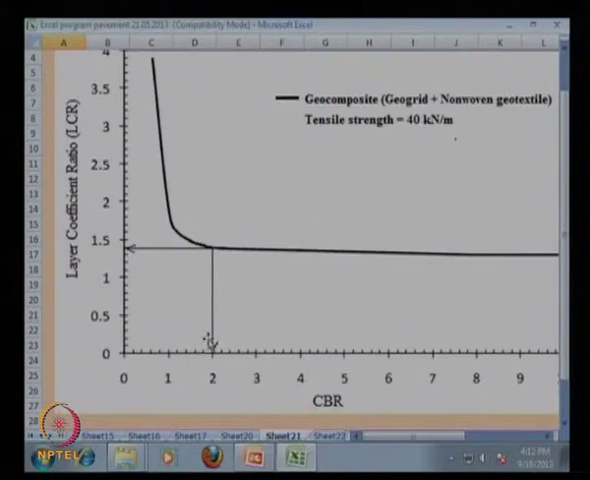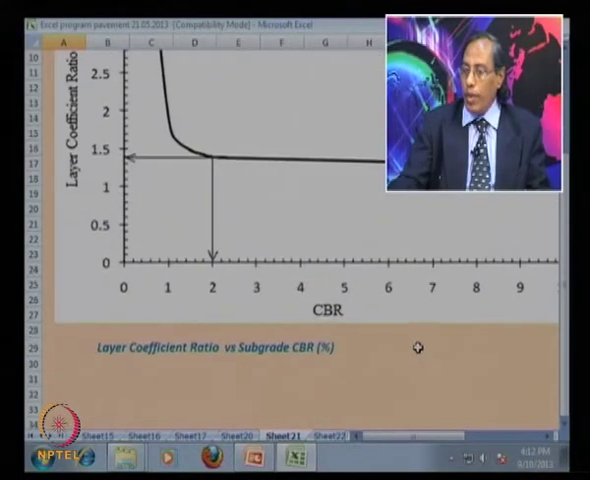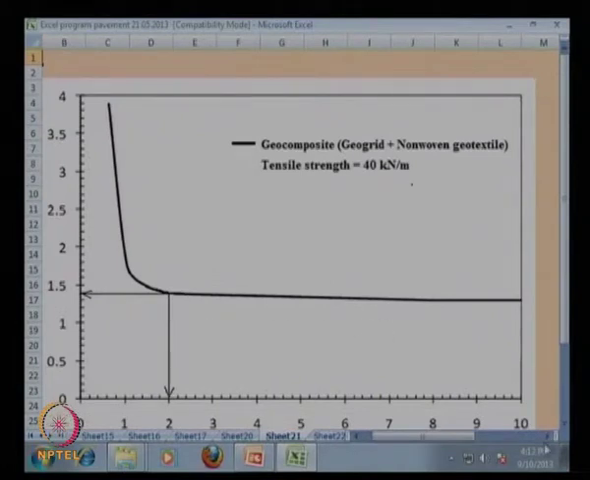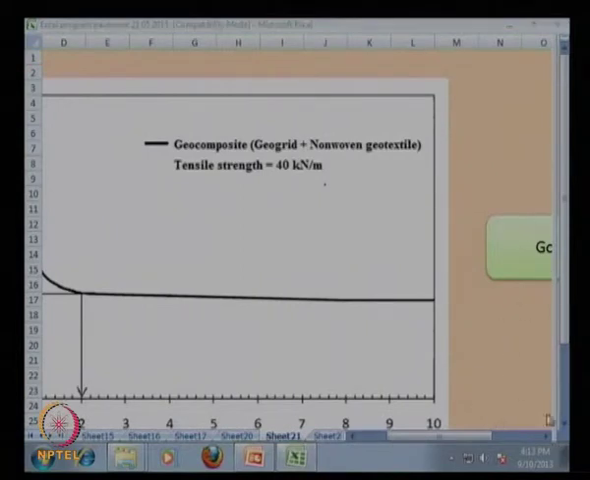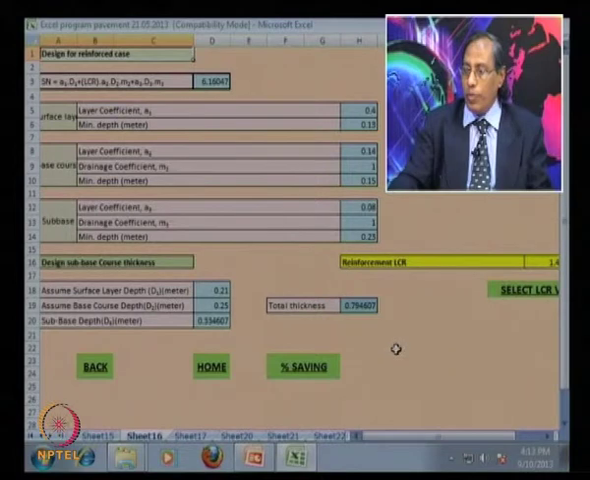So knowing the value of CBR, you can calculate what will be the value of LCR. So here the layer coefficient ratio LCR value is equal to 1.4. So you can substitute this value, that is LCR. From this figure you can calculate what the LCR value will be. If the LCR value is equal to 1.4, then you substitute this value in this equation and then you can calculate what the thickness of the pavement should be.